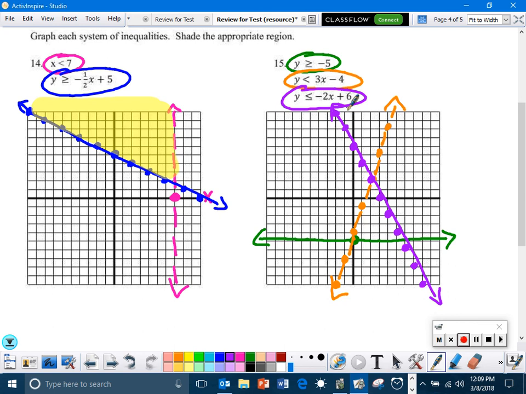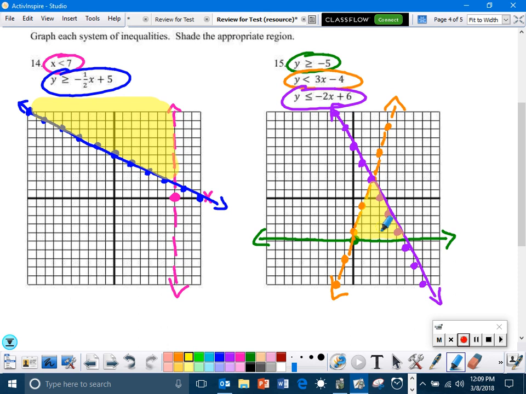All right, I'm going to shade. So it says I'm going to shade above the green line, below the orange line, and below the purple line. So that would be inside the triangle. Above the green, below the purple, and below the orange. All right. Now remember, this problem is worth a lot of points. Okay, that problem is worth 10 points by itself. Lots of stuff going on.